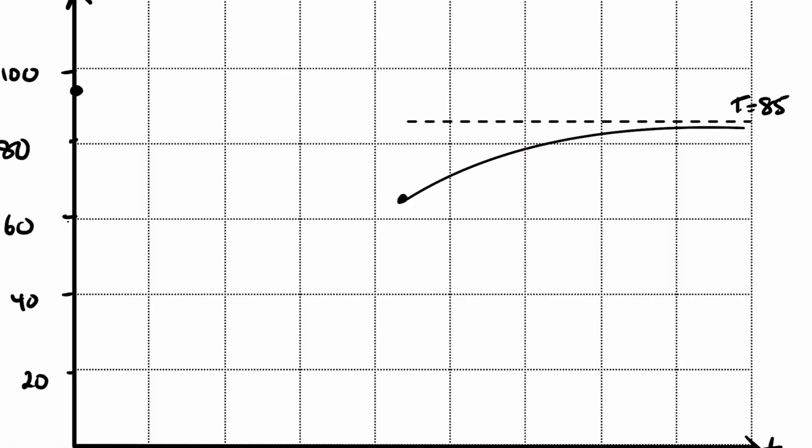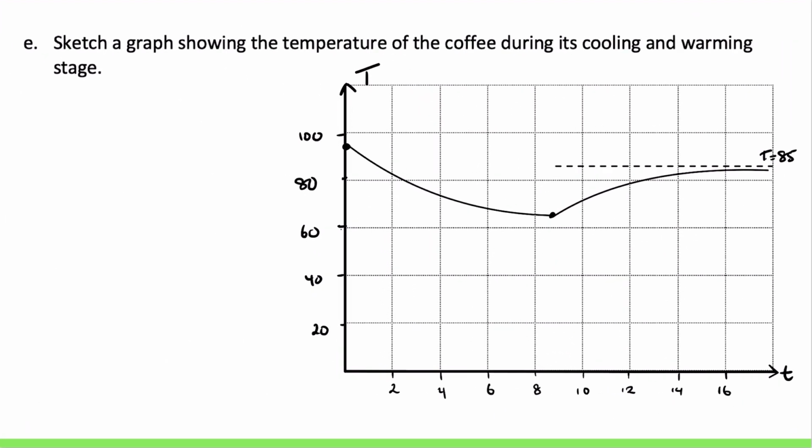I'm being pedantic, but it's always good to be a little bit more specific. There we go. So that's what your graph should look something like. So the fact that we have cooled down and then we have heated back up and we're reaching that asymptote of 85.